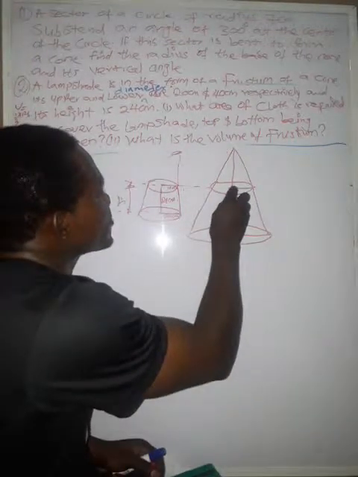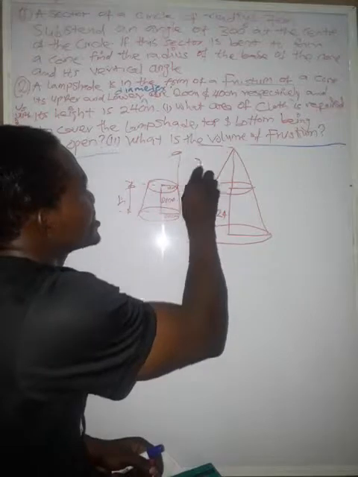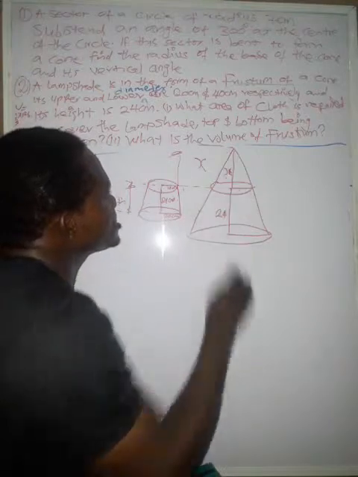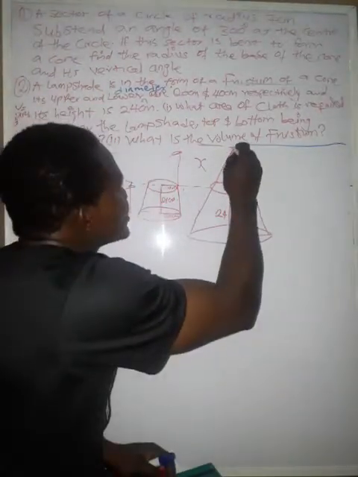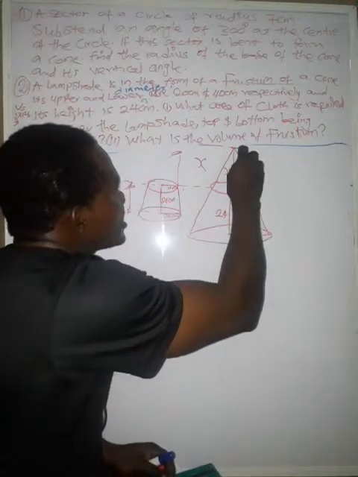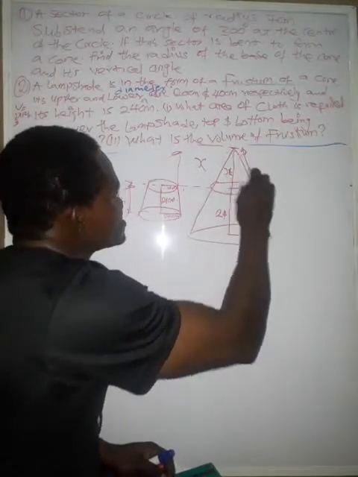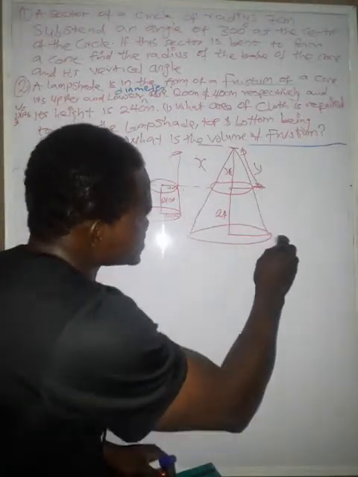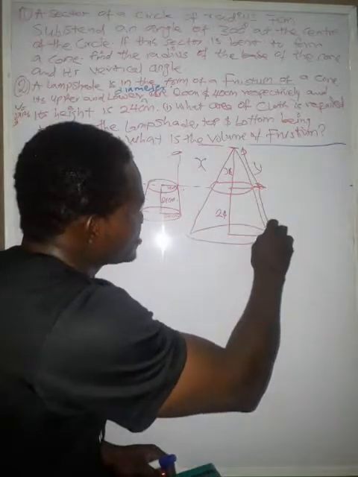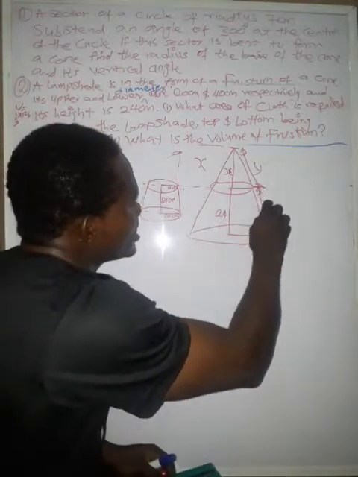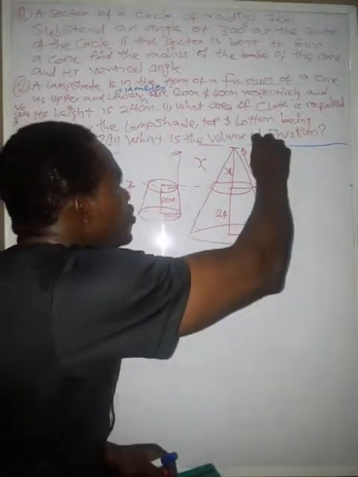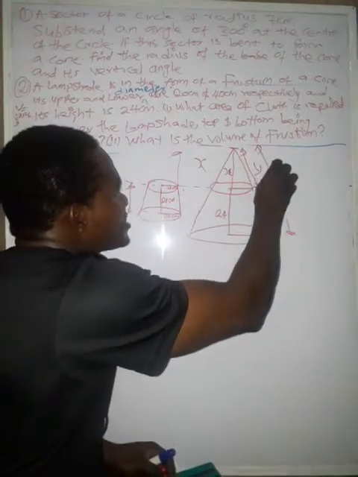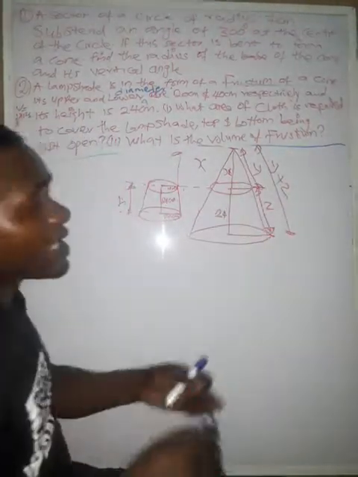So I'm calling the length from here down to this place X. So I call this place S. Now I'm calling the one I added, the slant height from here down to this place, let me call it Y. Then the distance from here to down to this place, let me call it Z. Which means the whole slant height from up to down will become Y plus Z. I hope you are getting it now.